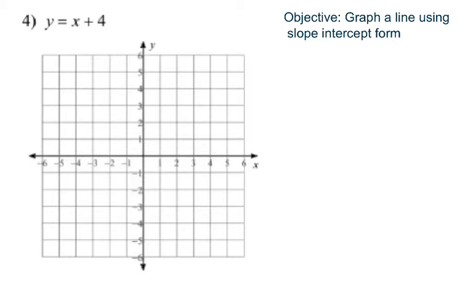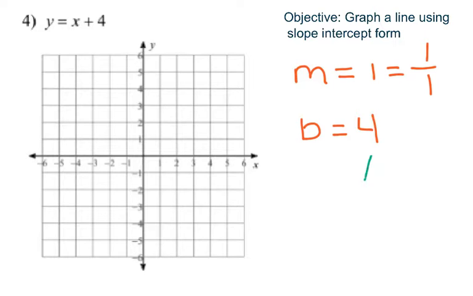Okay, so the next one, we're going to first identify the slope and the y-intercept. So our slope here is 1 because it's just x. So remember, it's 1x. I'm going to rewrite that as 1 over 1. So I have a rise over a run for when I need it. And then my y-intercept is 4.